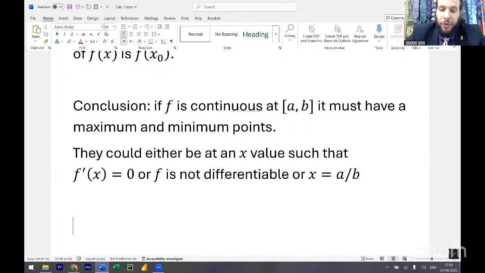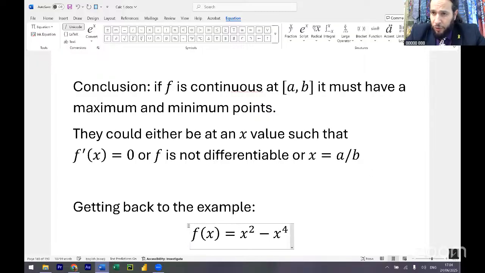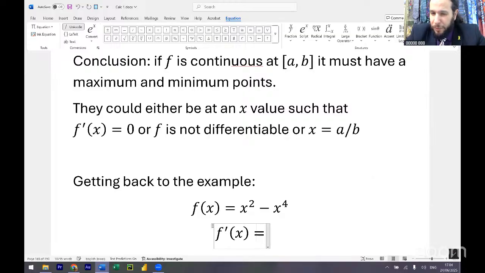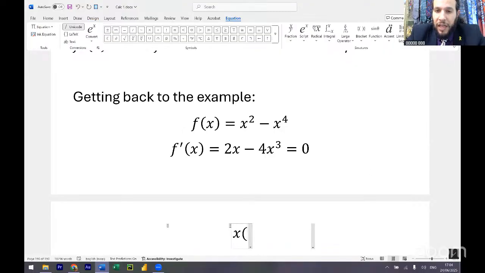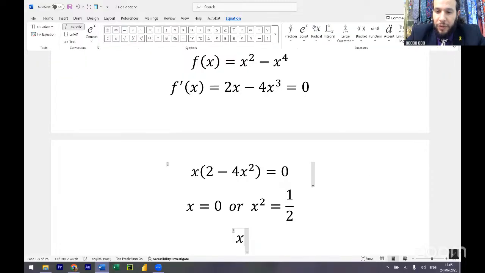Let's get back to the example. The function was x squared minus x to the 4th. It's always differentiable, so we don't have this problem. The derivative is 2x minus 4x cubed, right? And when does it equal 0? x times (2 minus 4x squared) equals 0. Then either x equals 0 or x squared equals half, meaning x equals 0 or 1 over the square root of 2.